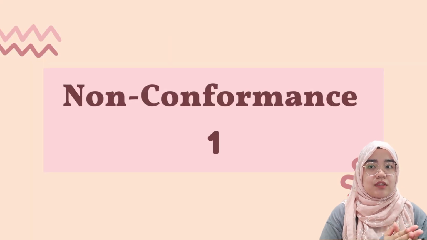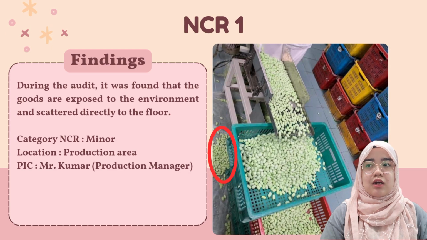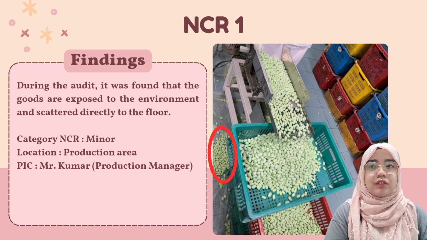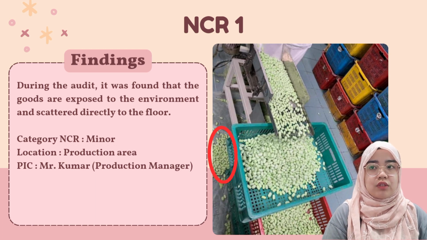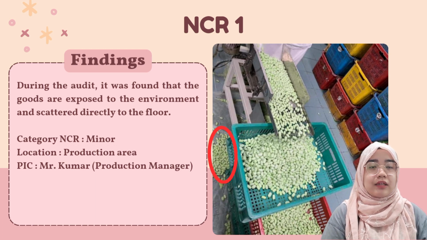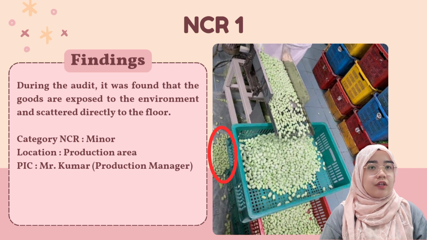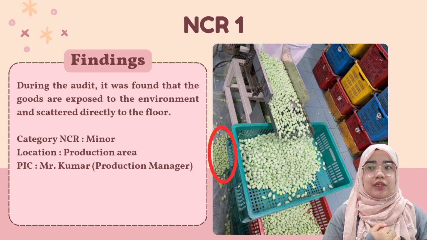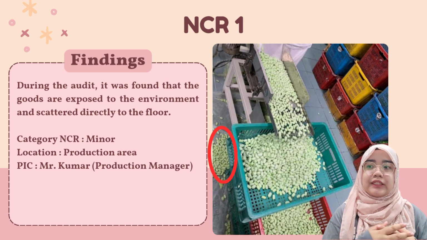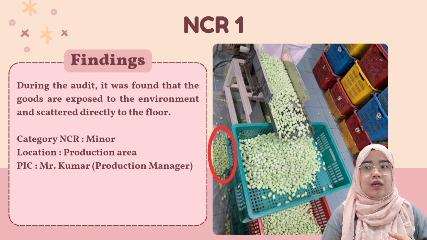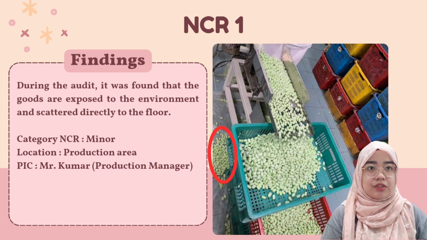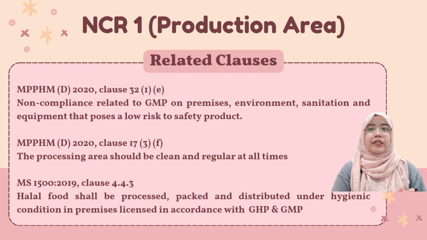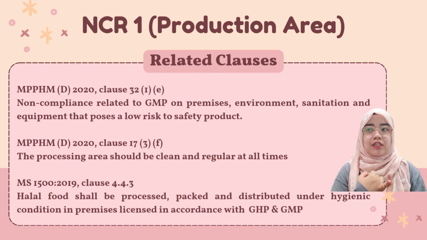So let's start with the first non-conformance. During the audit, it was found that the goods are exposed to the environment and scattered directly on the floor. The category of the NCR is minor, and it was located at the production area. The person in charge is Mr. Kumar, the production manager. The related clause for this NCR is MPPHM Domestic 2020 Clause 32 1E.